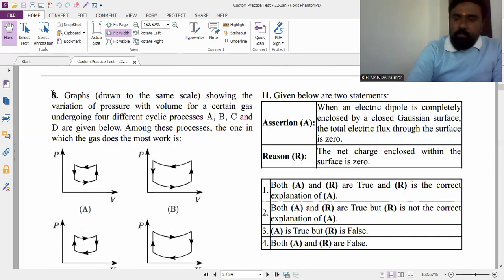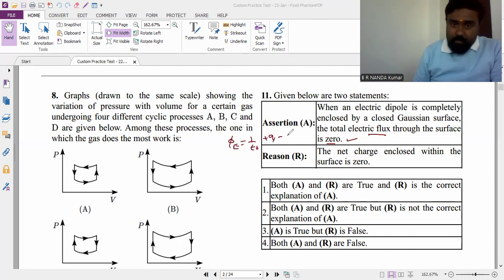Next question number 11. When an electric dipole is completely enclosed by a closed Gaussian surface, the total electric flux through the surface is zero. That is true because an electric dipole has equal and opposite charges. So net flux is equal to 1 over epsilon naught times plus q minus q. So this term goes to zero. The net charge enclosed within the surface is zero. So both are correct and the reason is the correct explanation. The right answer is the first option.